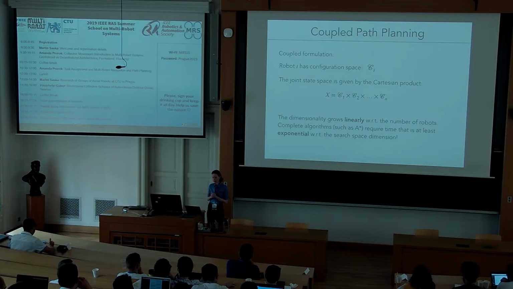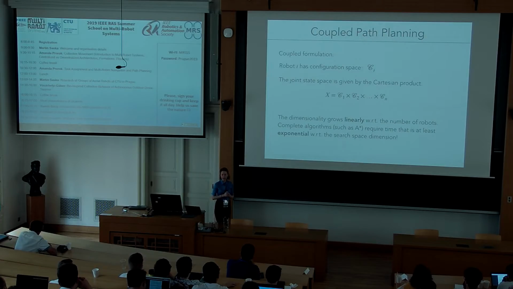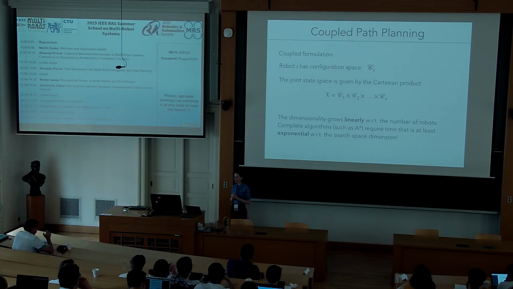So in a coupled formulation, we start by saying that any robot i has a configuration space, C sub i. In the case of grids, this is a very simple proposition, because we simply have the various vertices in the grid, and the robot can move from any vertex to another. But this configuration space can be viewed much more globally or generally, where you have kinematically constrained robots, etc.